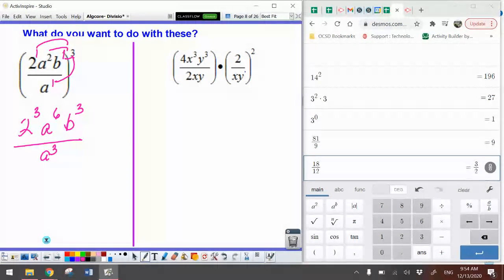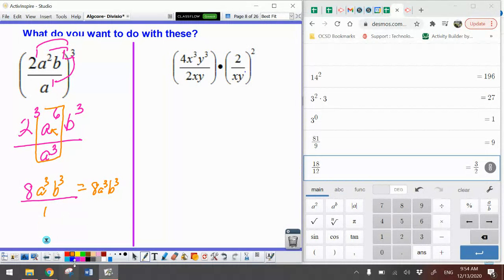Okay? Then I'm going to go ahead and treat it just like I had been doing. Well, 2 to the 3rd is pretty easy. I know that's 8. And if I take a look at my a's, 6 minus 3 is 3. Here's my bigger number. So I know that's on top. The b to the 3rd doesn't have any friends. Technically, that's over 1, but I don't need to write it that way. So my answer is 8a cubed b cubed.